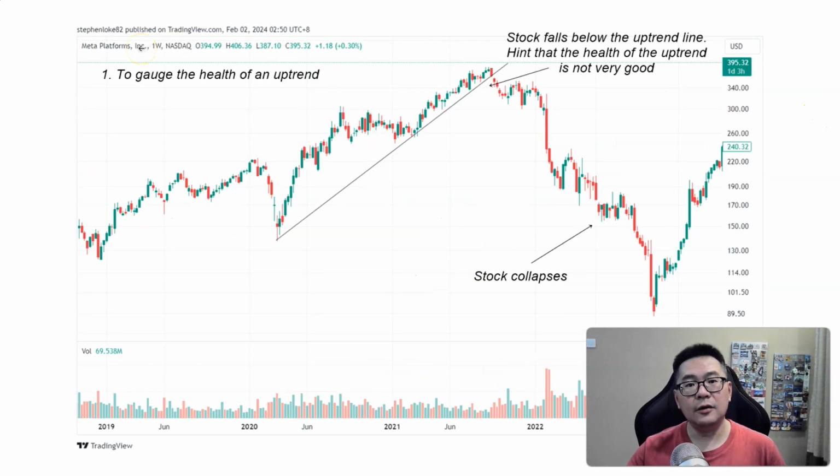Here I have Meta Platforms, a weekly chart of Facebook. Yeah, this is a long-term trend line. I've drawn the uptrend line here, connect these lows here. And you can see that when the stock dropped below the weekly uptrend line, it gives us a hint that the health of the uptrend is not very good. It was some time before it collapsed, but if you have paid attention to this break of an uptrend line, you will have avoided quite a lot of this. You can see how much the stock collapsed.